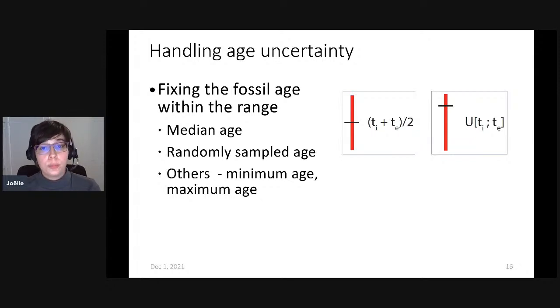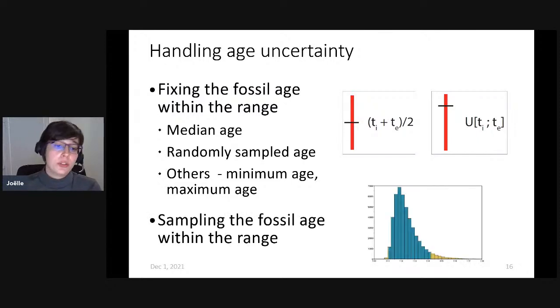And there's been a few different approaches to picking that point. Some people have used the median age, so the midpoint between the minimum age and the maximum age of the range. Some people have used a randomly sampled age for each fossil within the range. There's been others as well using the minimum age or the maximum age of the fossil for all fossils in the dataset. But there is also a second possibility, which is to sample the fossil age within the range.